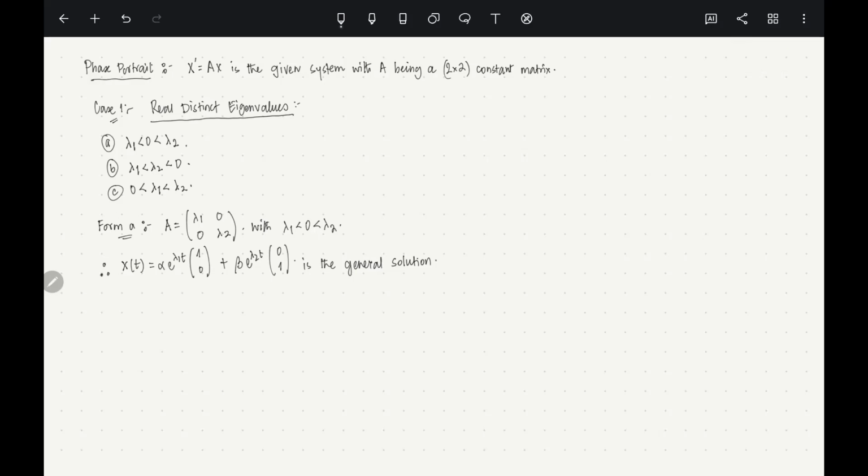Now the thing is this, see what is phase portrait. The main idea behind this video is this: we really want to look at how x(t) looks like. For a fixed t, x(t) is nothing but x1(t) and x2(t). And this is nothing but alpha times e power lambda 1 of t, and that one is beta times e power lambda 2 of t. And this holds for all t.